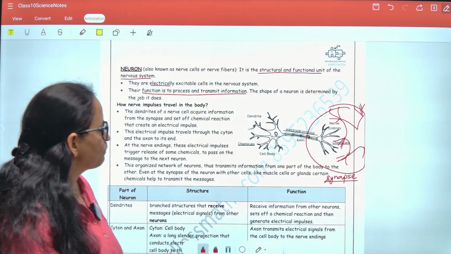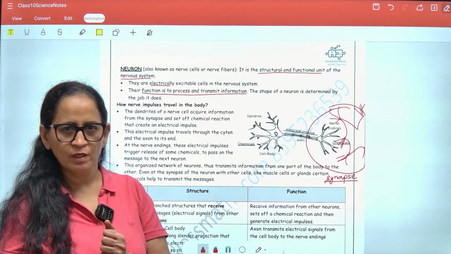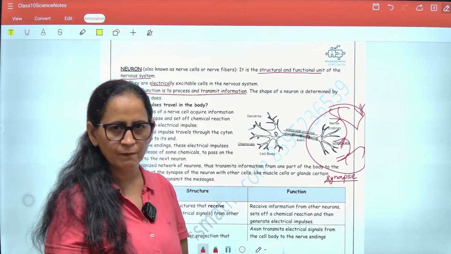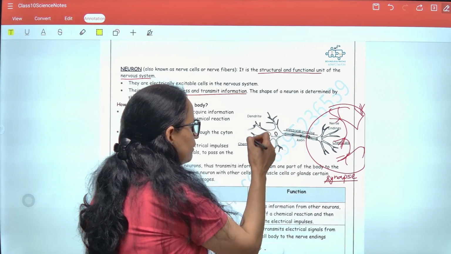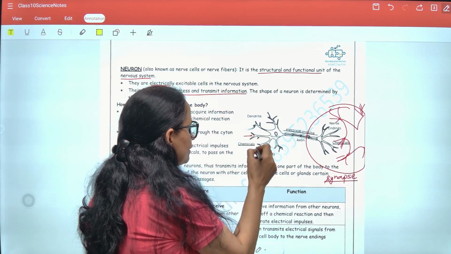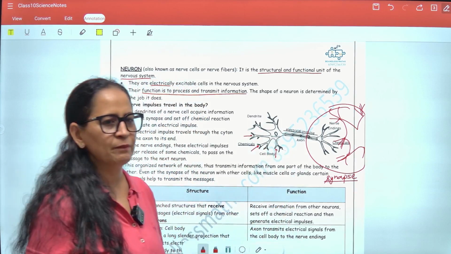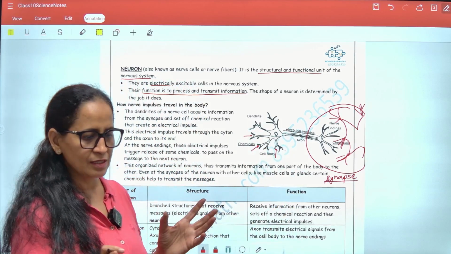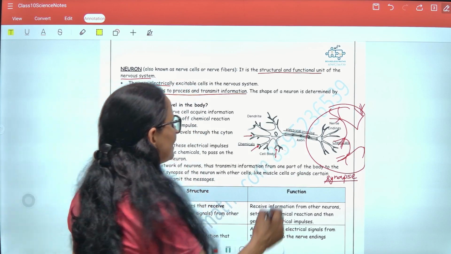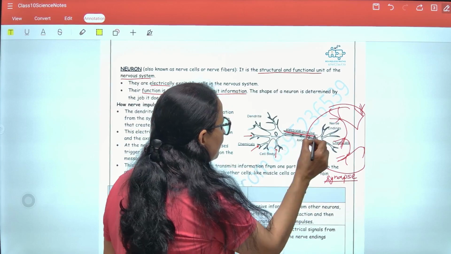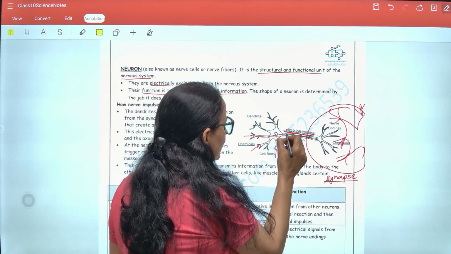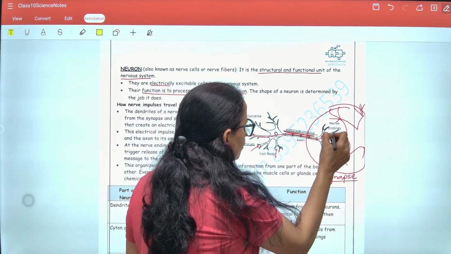Now how do the neurons work? They capture signals from the synapse by capturing certain chemicals. And when the dendrites capture these signals, chemicals from the synaptic fluid, they convert these chemicals into electrical impulses. So within the body of the neuron, it is the electrical impulse that is traveling from the dendrites through the axon till the nerve endings.